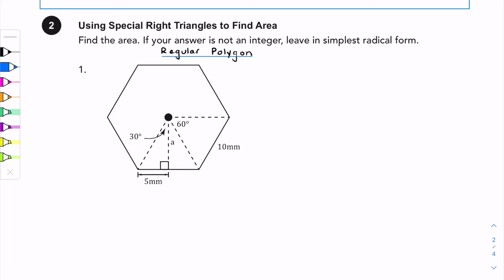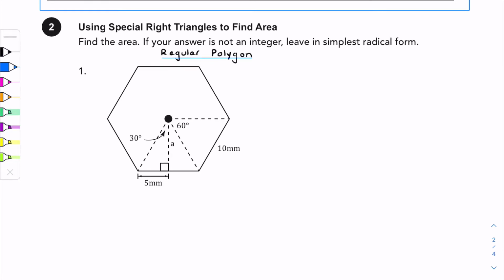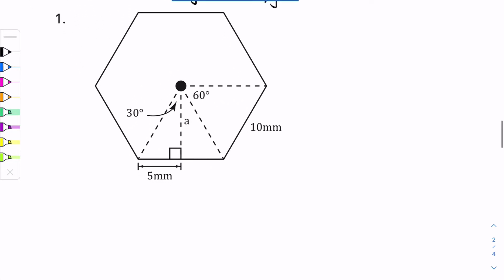So here we see that each side is 10. So we know that we have 6 sides. I can count the sides. All of the sides are 10. So we're good with that. We also see that the apothem is missing. We know that this triangle here is half of the base, so that's why you see 5 millimeters versus 10, because it is half of one side. This is the other side here to make 10.